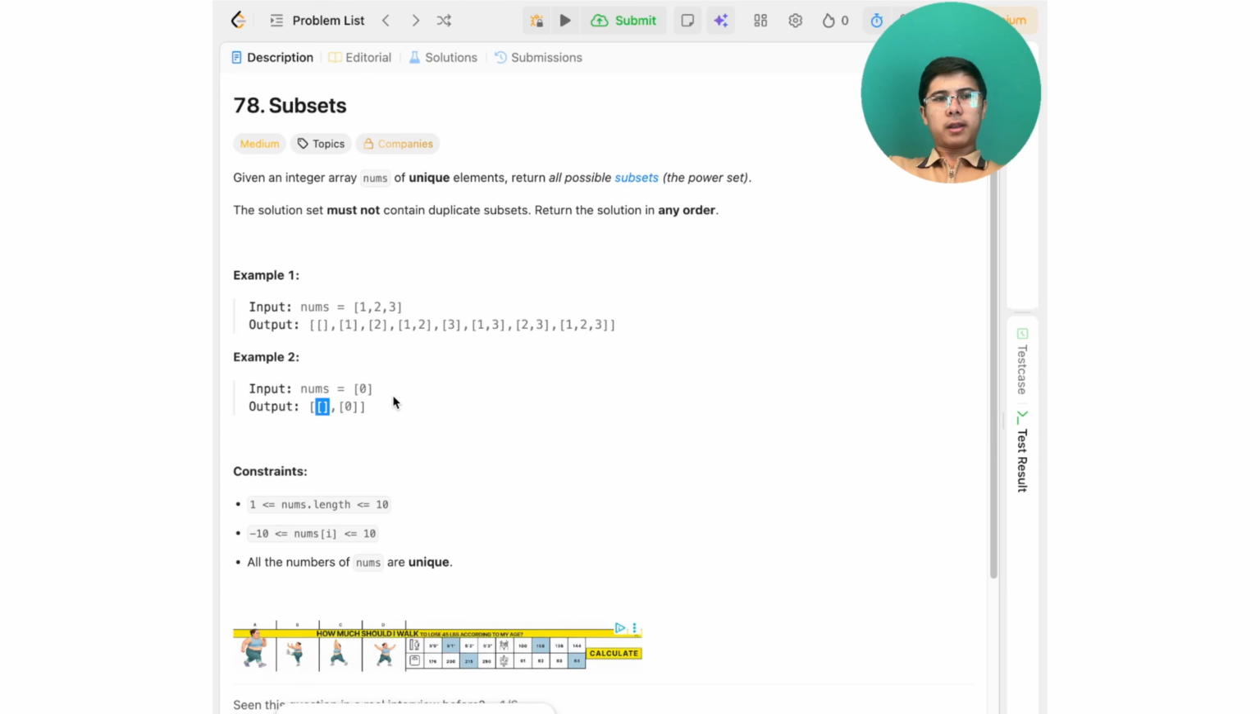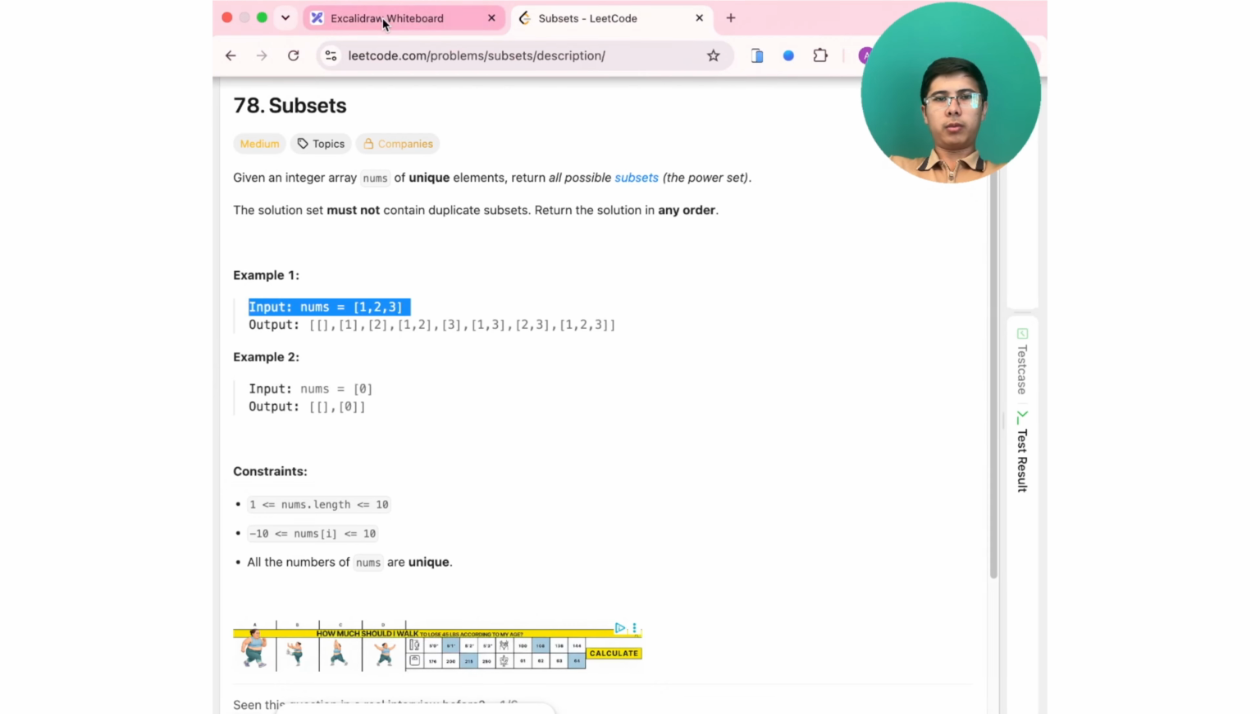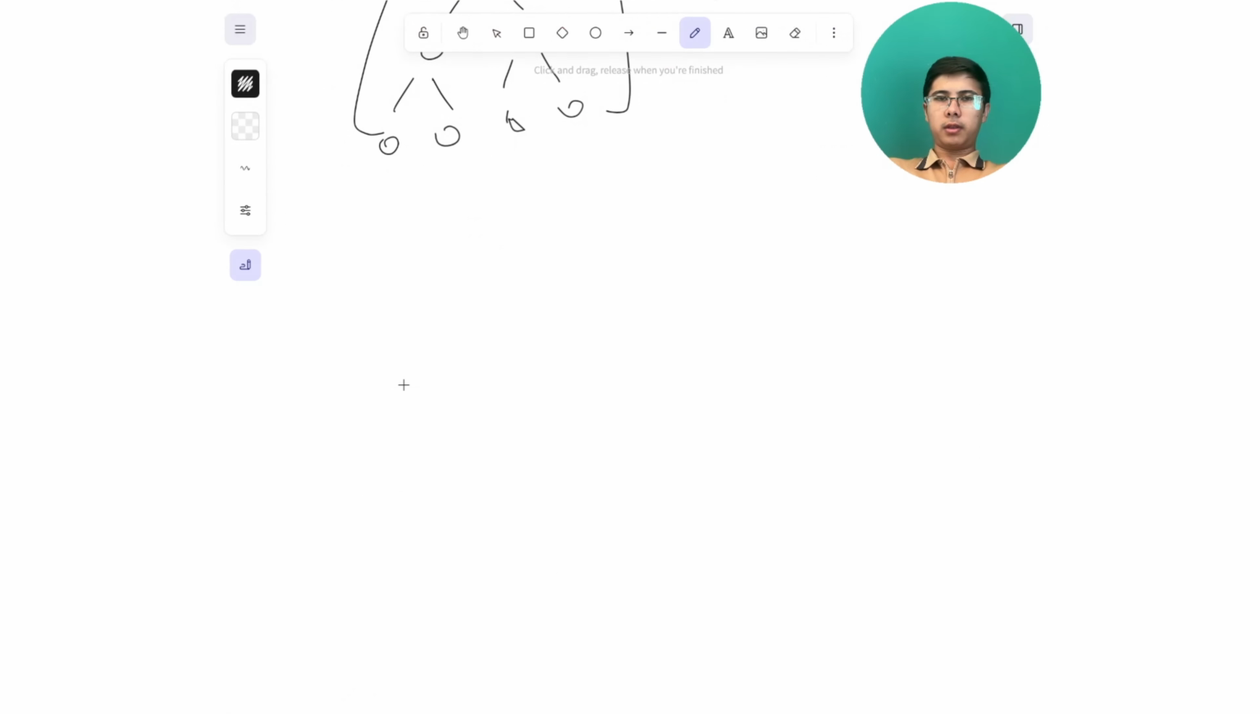So notice that we have 3 elements. We can see the first example, which are 1, 2, and 3. For each element, we always have 2 choices, which are include that element or exclude that element. Decision for element 1, we can see in the decision tree: we take it or not, 1 is yes or 1 is no.